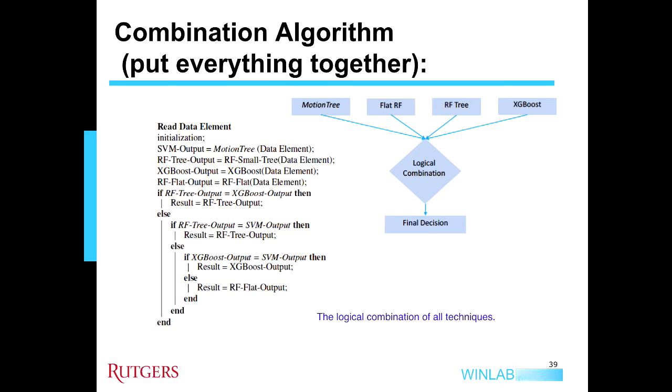If we use the output from the motion tree using SVM, the output from the small tree using the random forest, and the output of XGBoost, and take 2 out of 3. So if these 3 techniques give us some output where 2 out of them are similar, we will go with that. Otherwise, if we have 3 different results, we will go with the flat topology for random forest. So this algorithm explains exactly what I said.